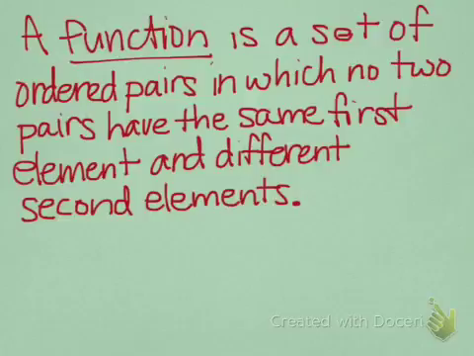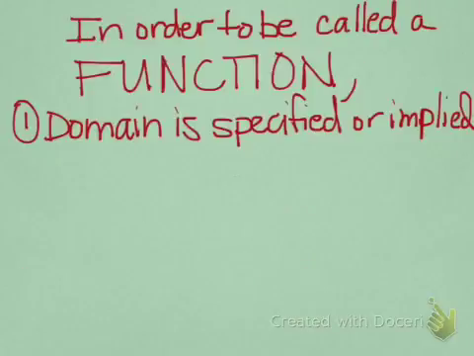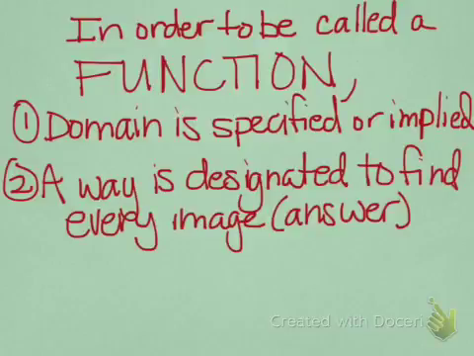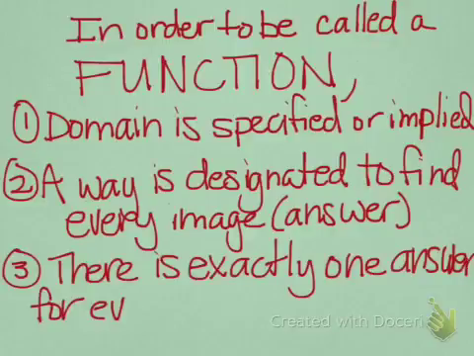Okay, a function is a set of ordered pairs in which no two pairs have the same first element and different second elements, kind of like exactly what we've been saying. Every value of x has exactly one answer. So in order to be called a function, the domain has to be specified or implied. A way has to be designated to find every image or answer. And finally, there's exactly one answer for every member of the domain.